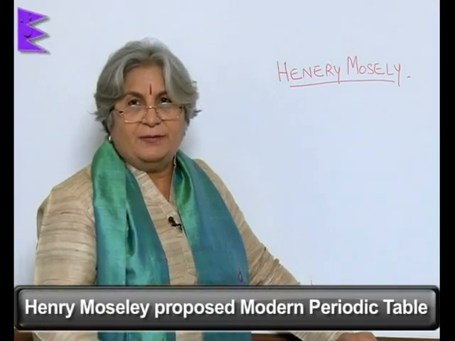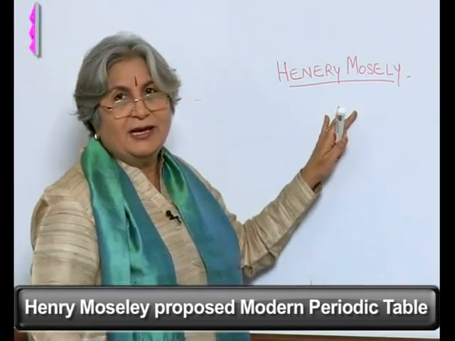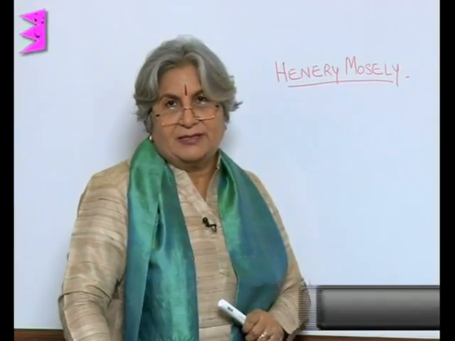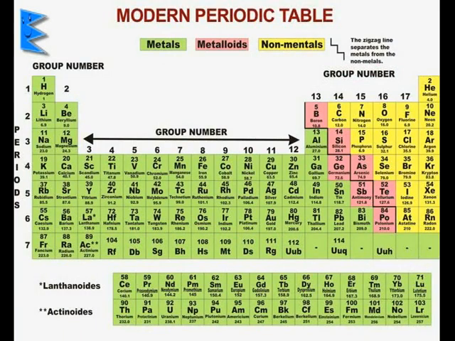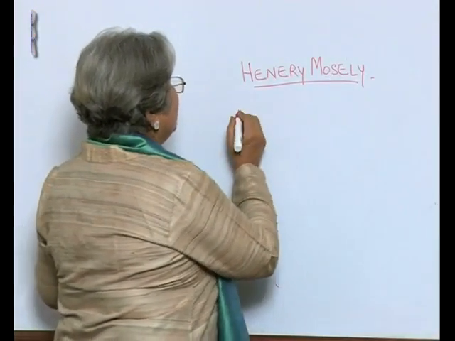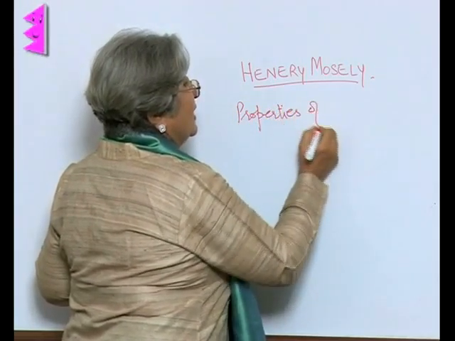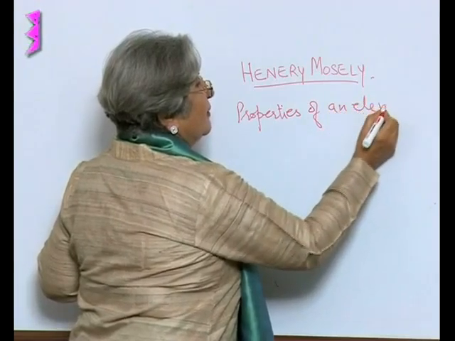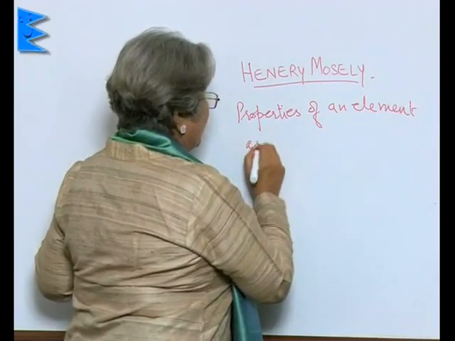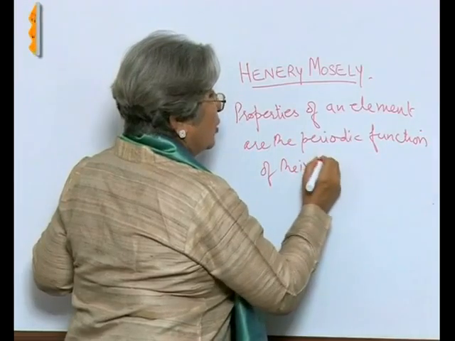The modern periodic table proposed by Henry Moseley has taken care of some of these anomalies. First of all, he changed the very criteria of periodic table. He said that the properties of an element are the periodic function of their atomic number and not the atomic mass. So, we will write this definition: properties of an element are the periodic function of atomic number.